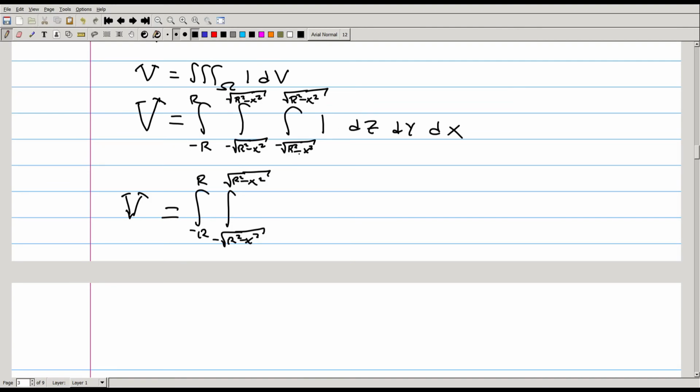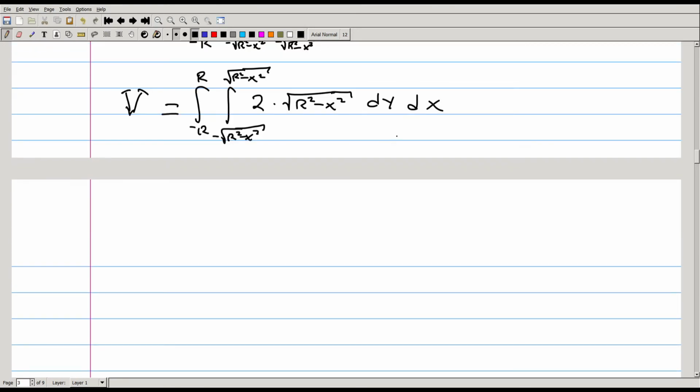But so now when we go through and evaluate this, we do the z integral first. And this is going to be this value minus this value because it's the integral of 1. So this becomes 2 times the square root of r squared minus x squared, dy dx. And at this point you might be tempted, looking at this integral, to say, well, these bounds are too complicated, let's go to polar coordinates. And that would not be a very good decision because this integral is actually relatively easy to evaluate in Cartesian coordinates without jumping to a new coordinate system.